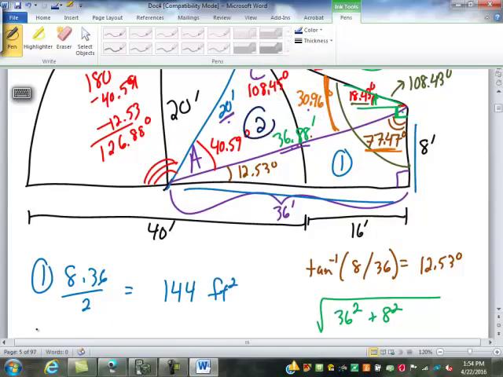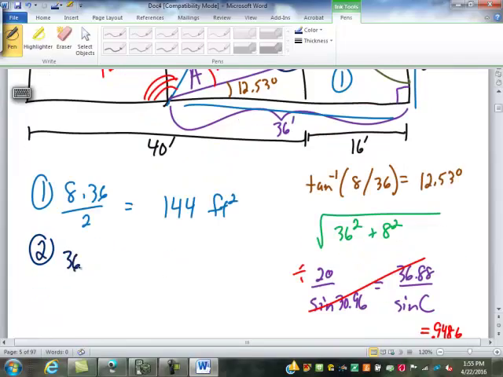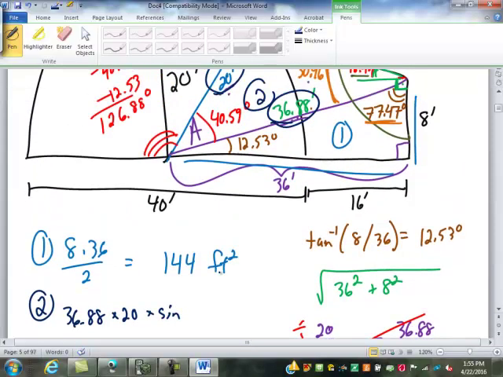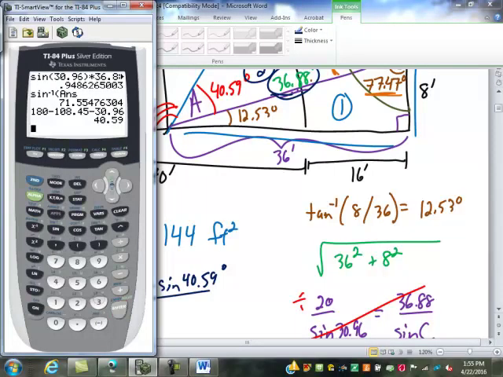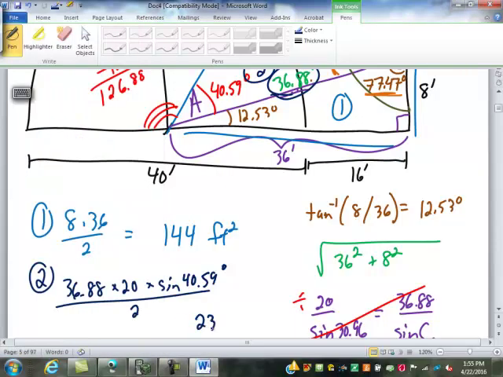Piece 2 here is another triangle, but it is not a right triangle. So I'm going to use the 36.88 times the 20 times the sine of the angle in between them, which is the 40.59, over 2. That's 239.96 square feet there.